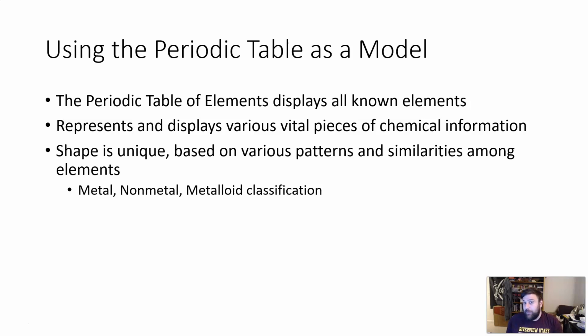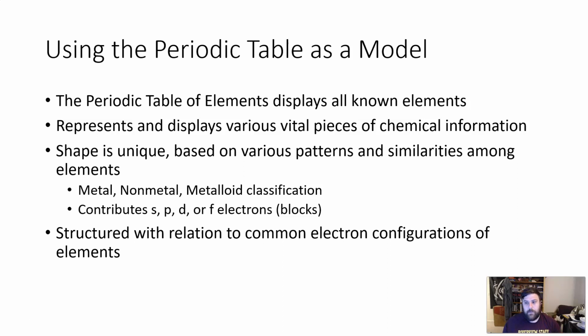Some of the locations come from their classification as a metal, non-metal, or metalloid. Some of the shape of the periodic table comes from the s, p, d, and f electron configuration blocks that you learned about last unit. And there are going to be other patterns that we learn about during this unit. The one thing that I will mention before we get into it is the main reason for the structure comes from the common electron configurations of the elements, which we will look at a little bit more in depth later this week.